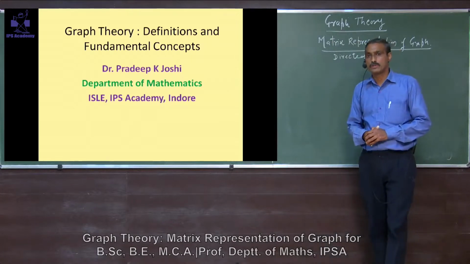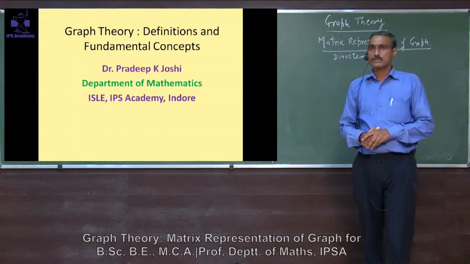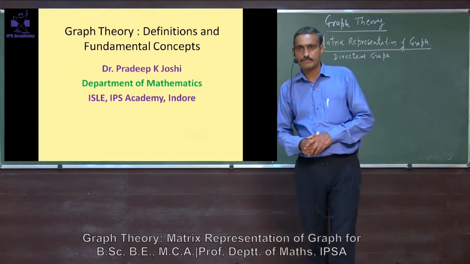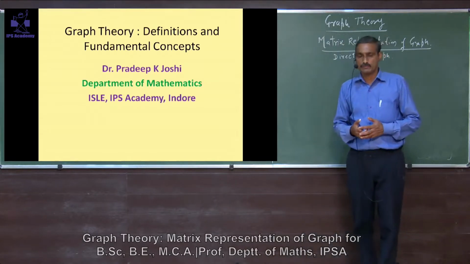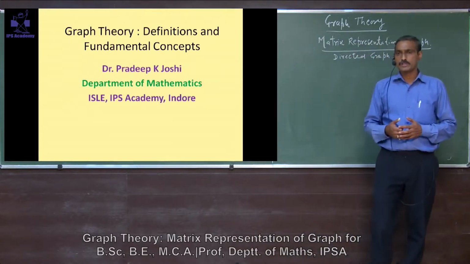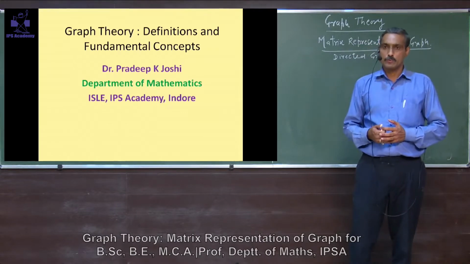Various graphs, Euler graph, Hamiltonian graph. Now today we discuss the matrix representation of a graph. How do we convert a graph into a matrix form? Why are we converting to matrix form? Because it is easy to manipulate and store in the computer.